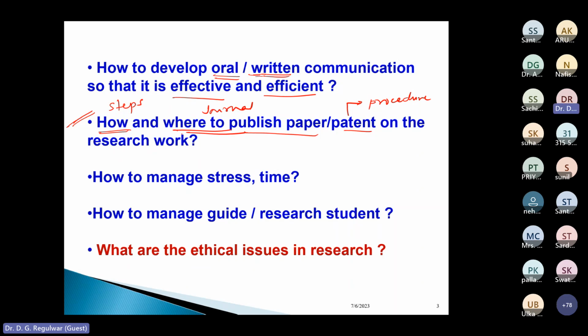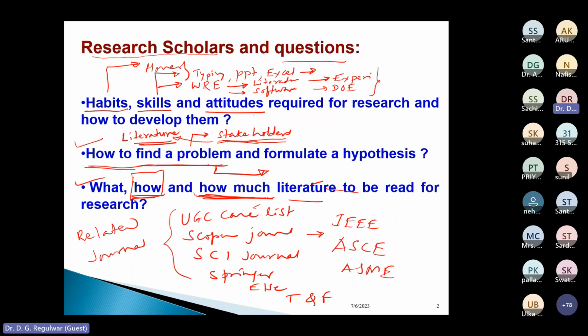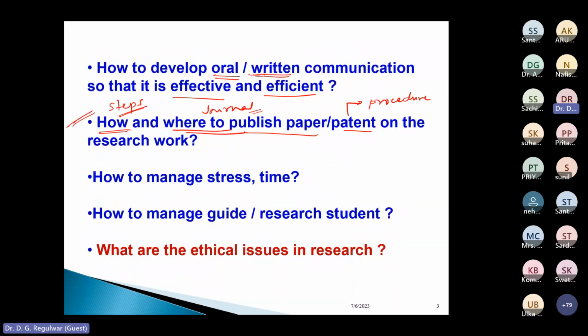So what are the steps to publish the paper? First of all, you have to write in the journal format, so you have to decide the journal first, where I should publish. That is what I told you at the beginning, that you should have a list of related journals. If you prepare the list of related journals, then it is a very simple thing: you know the name of the journal where you want to publish. See its author guidelines, which give you the steps and the format, and you can write a paper in that.